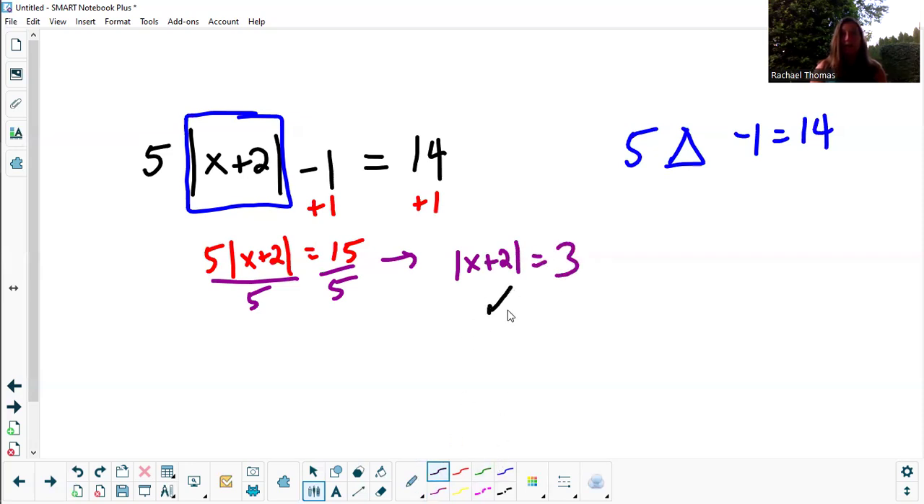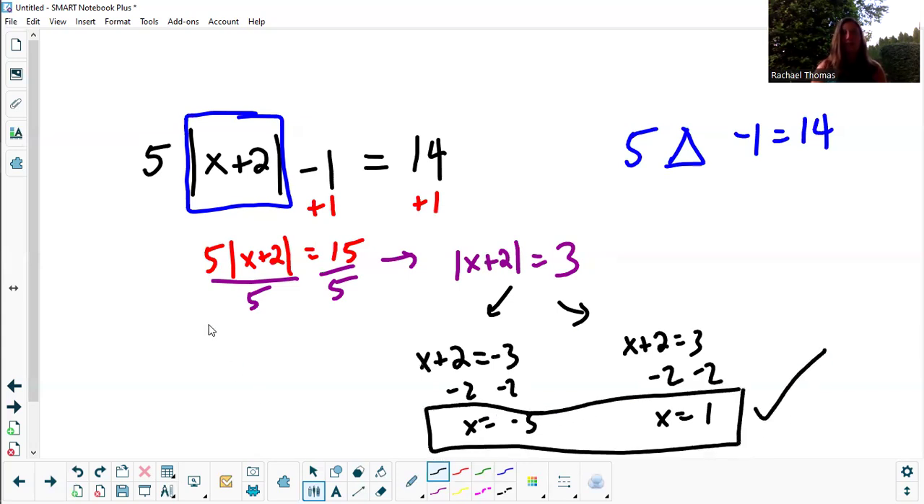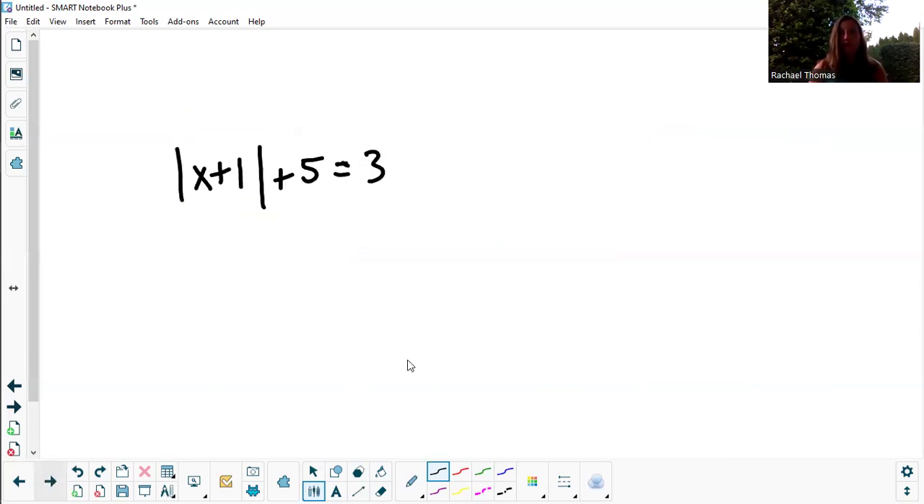Now I'm at liberty to split this up into two equations. x plus 2 could equal -3, or x plus 2 could equal +3. Subtract 2, so x is going to equal 1 or -5. And you can go back and check those. If you plug those in, you can check to see if they actually produce the result that you're looking for. I'll leave that up to you.